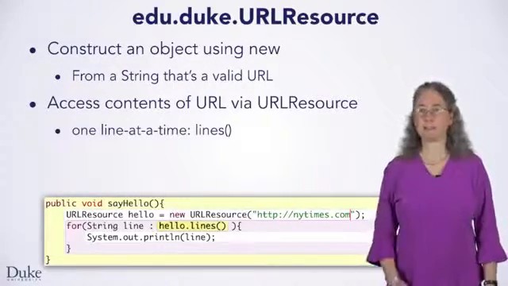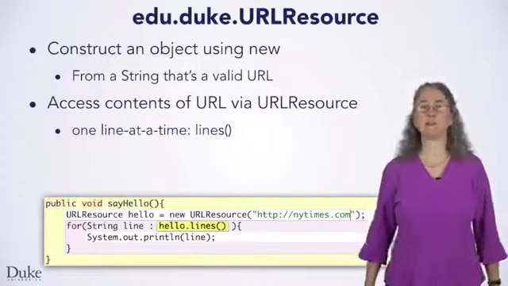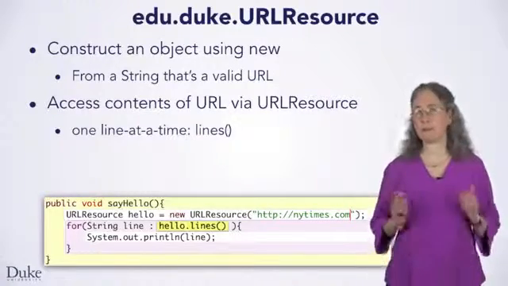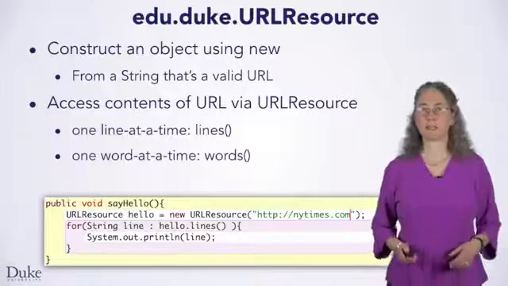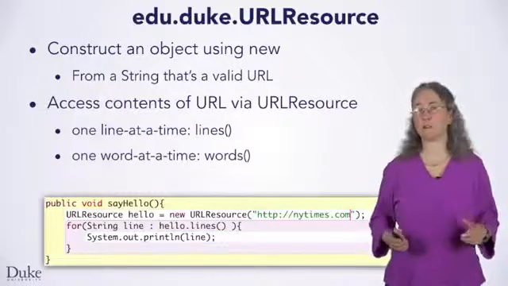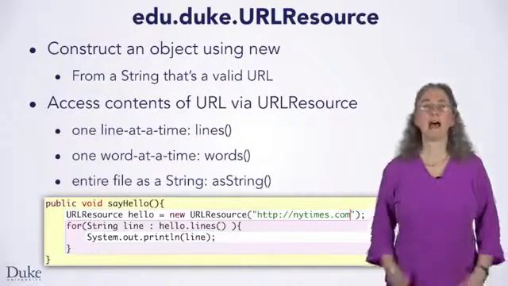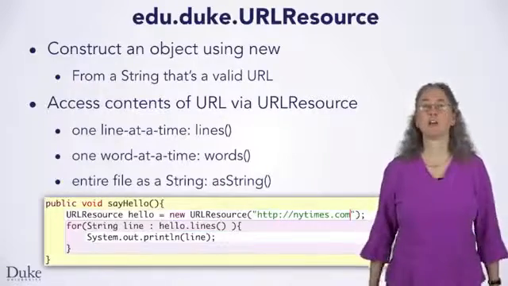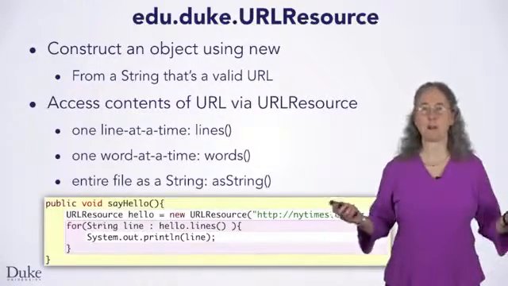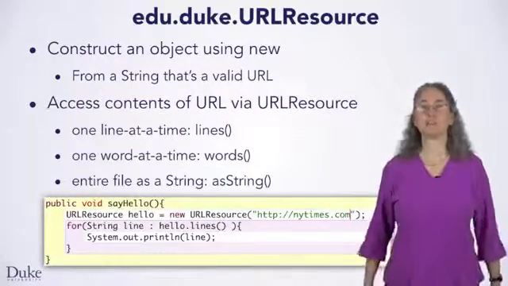You can access the contents one line at a time using the URL resource method lines. You could access one word at a time using the URL resource method words. And just as with a file resource, you can access the entire web page as a string using the method asString.